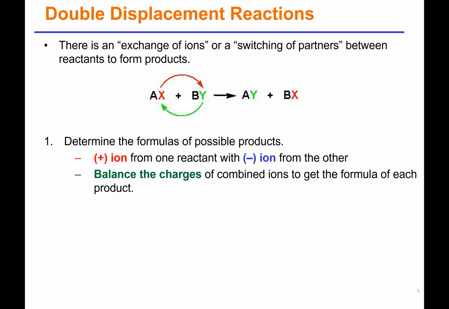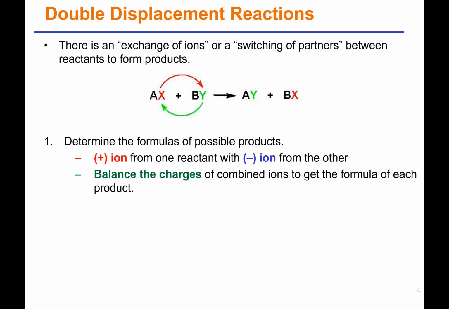So if I want to write out a double displacement, the first step, obviously, I have to know my reactants. But the next step is to determine the formulas of the possible products. So the positive ion from one reactant and the negative ion from the other. Basically you're adding those together. And then you want to balance the charges of the combined ions to get the formula of each product. So basically, switch the partners and then write the appropriate formula.